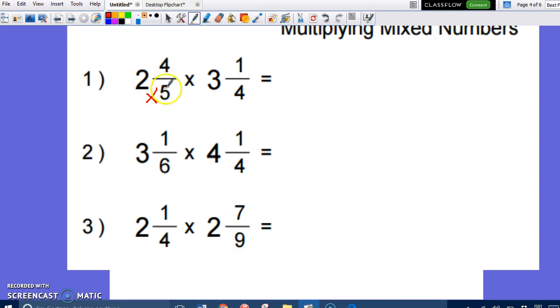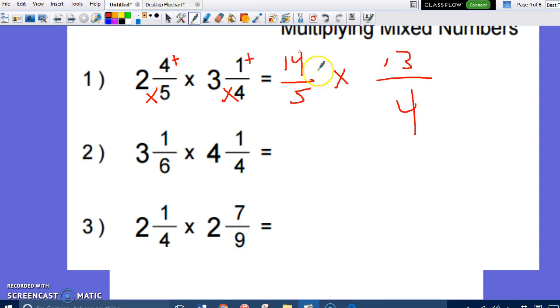2 times 5 is 10. Add the numerator, plus 4. So again, 2 times 5 is 10, plus 4 is 14. Keep that same denominator. Let's do the next one. 3 times 4 is 12, plus 1 is 13. So now I have 13 over 4.